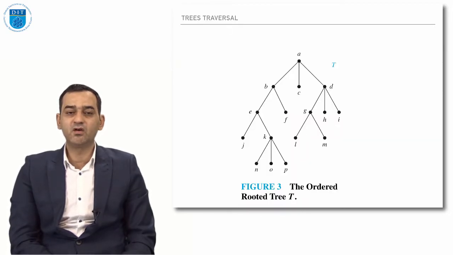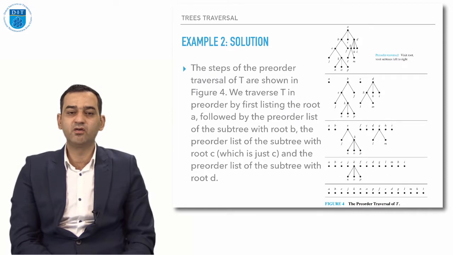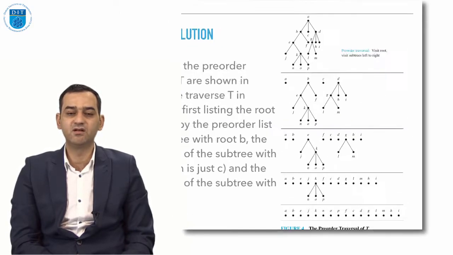The steps of the pre-order traversal of T are shown in figure 4. We traverse T in pre-order by first listing the root A, followed by the pre-order list of the subtree with root B, the pre-order list of the subtree with root C, which is just C, and the pre-order list of the subtree with root D.